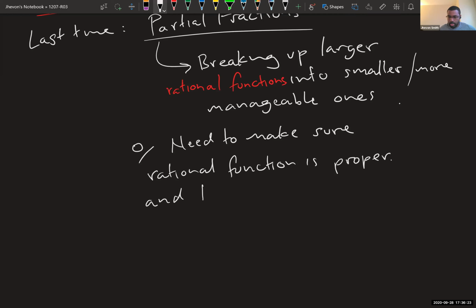And the denominator is factorable. So let's say you are approaching an integral of a rational function, and you realize that yes, it is proper, but the denominator doesn't factor. Then you can't actually use partial fractions. You would have other options, like if it's a quadratic, you try completing the square and do a trig sub, or maybe some other kind of substitution. But for this to even be an option, it should be a rational function, and you should be able to factor the denominator.